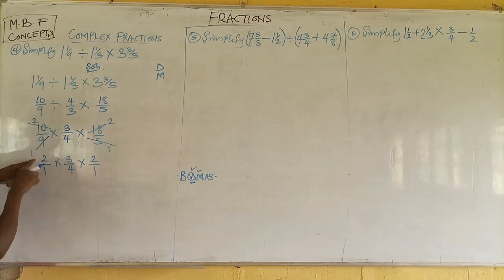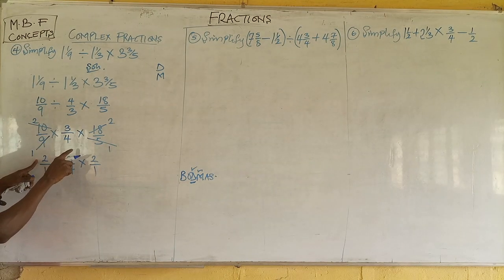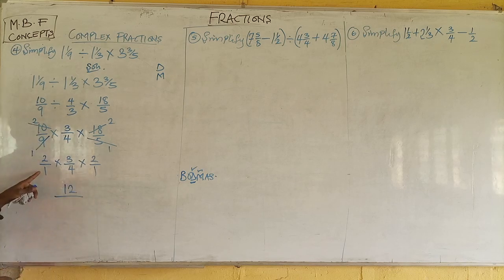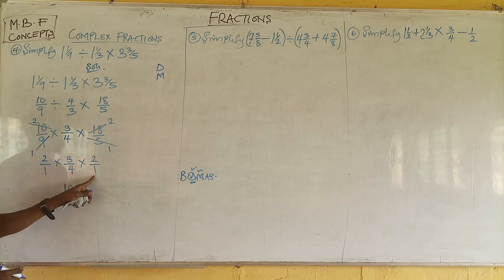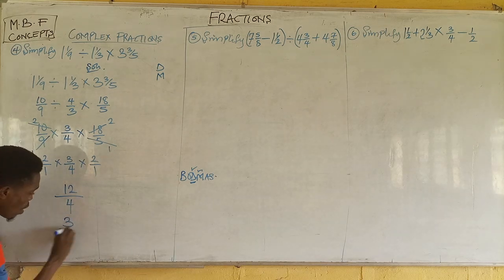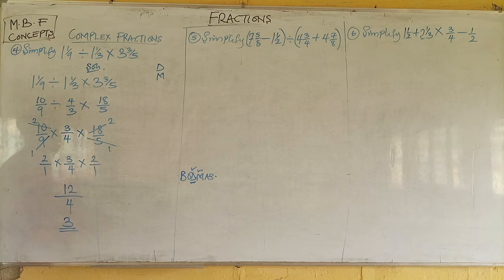Now let's multiply out here. 2 times 3, 6. 6 times 2, 12. So I'm going to have 12 all over 1 times 4, 4, 4 times 1, 4. All over 4. Guys, 12 divided by 4 is 3. Now our outcome is a whole number without a fraction, right? Yes, this is all. It's as simple as this.